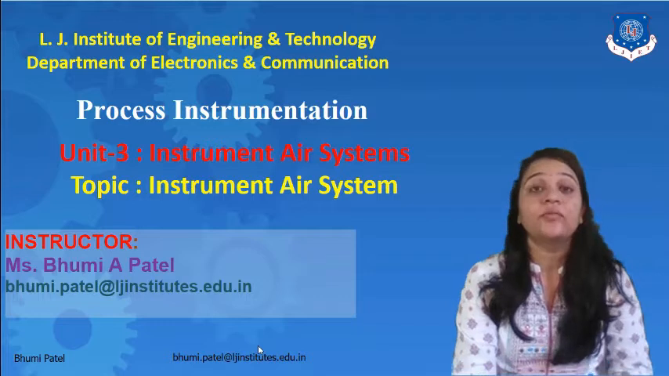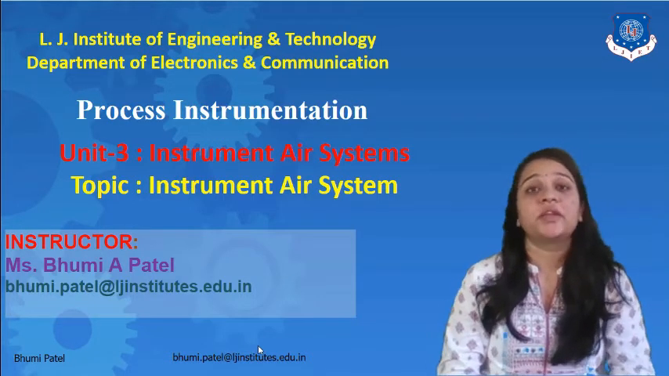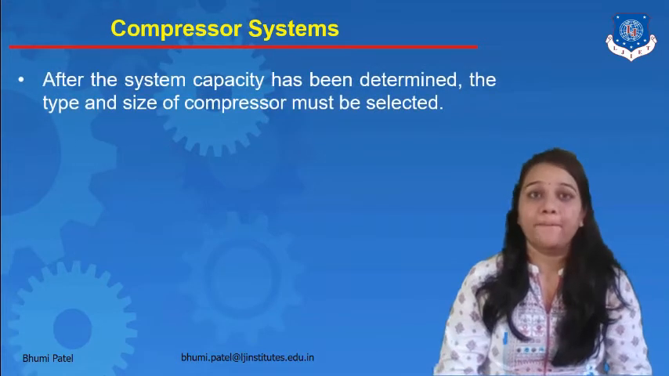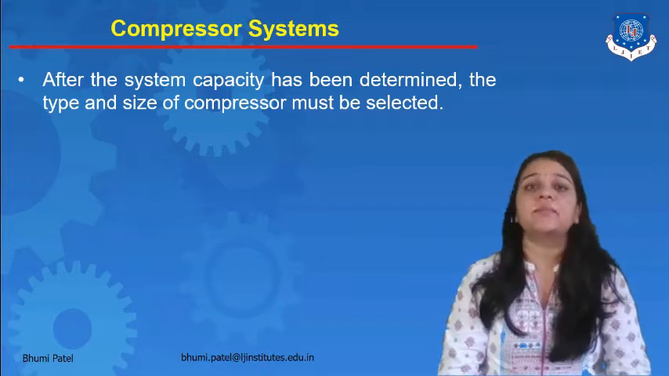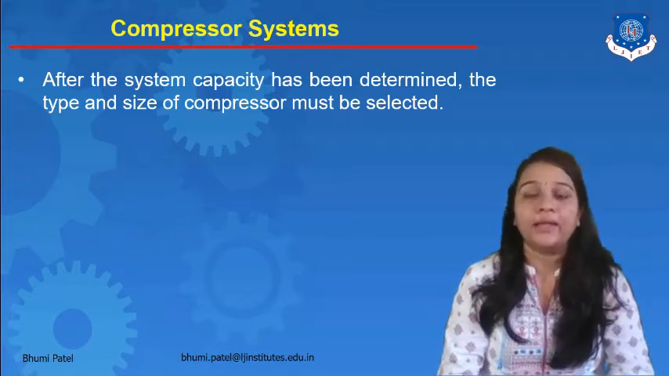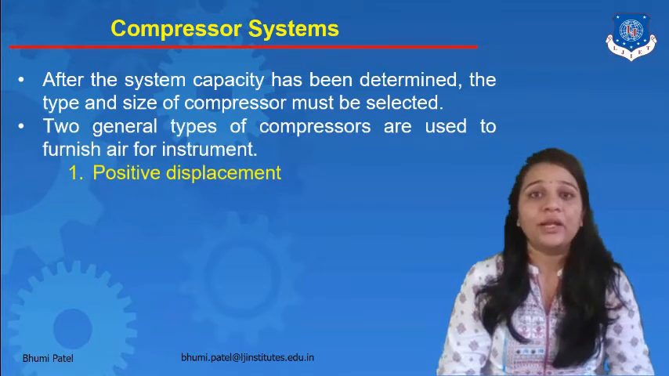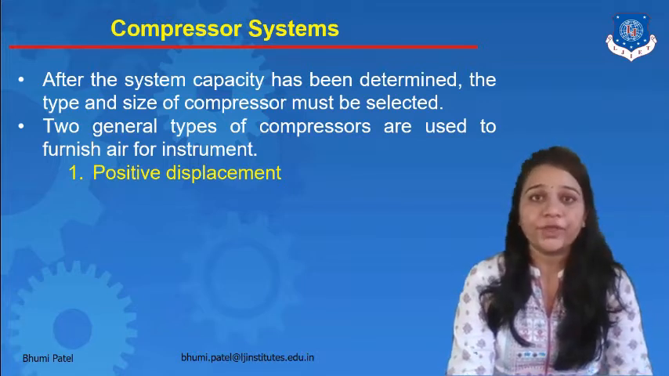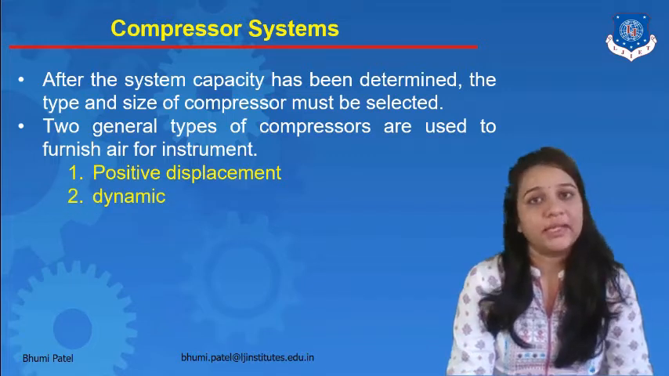In the last session we studied what a compressor system is, and then we will study the different types of compressor used in the instrument air system. So first of all, what is the compressor system? As we discussed earlier, after the system capacity has been determined, the type and size of compressor must be selected. We have two general types of compressor used to furnish air for the instrument system. The first one is the positive displacement and the second one is the dynamic.